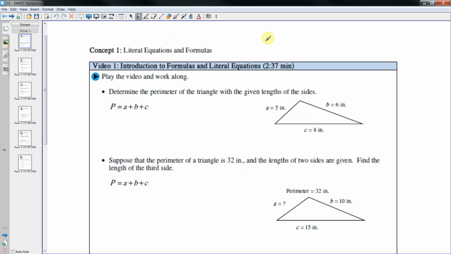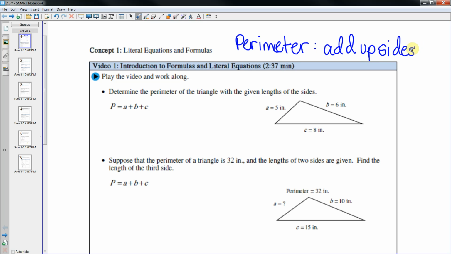For perimeter, anytime you're asked about perimeter, it doesn't matter what the figure is. It is going to be adding up the sides. So if you have any type of figure, whether it's a triangle, a rectangle, or it's got 5 sides, if you're asked to find the perimeter, you're going to add up the sides. So we have a triangle here, and we see that our perimeter is a plus b plus c, if that's what you want to call your sides.